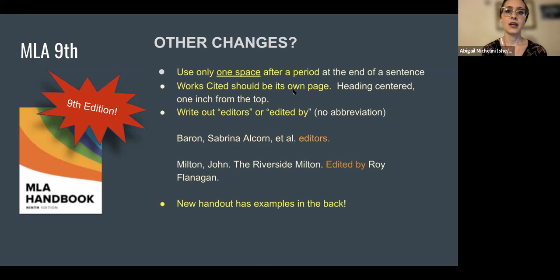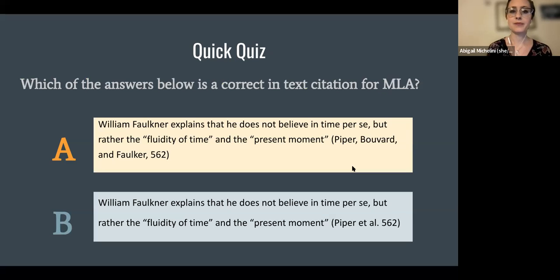Okay. Other changes, use only 1 space after the period. That's becoming more and more common. You see a trend. If you haven't noticed, we used to have to always use 2 spaces. Works cited should be its own page, and that is the title of the reference page at the end. You're going to write out if somebody was the editor or edited by instead of putting eds or ed like you do in APA. All right, and our new handout has examples. So please check that out for when you're working with MLA.